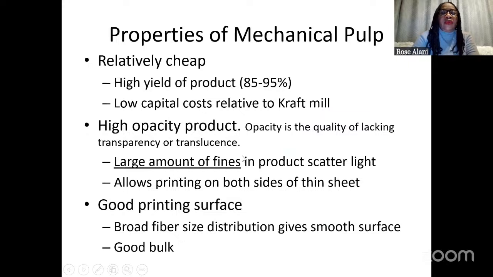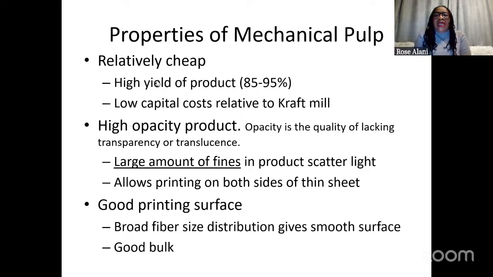So now, what are the properties of mechanical pulp? Mechanical pulps have different properties from chemical pulp. So in my own section of the lecture, we're looking at mechanical pulp. And I know also the other lecturer will teach you chemical pulp. And I know from that, you'll be able to know the difference between that one and mechanical pulp.